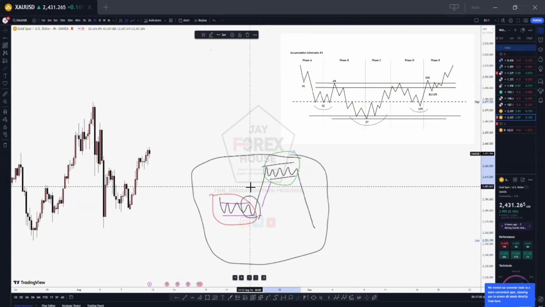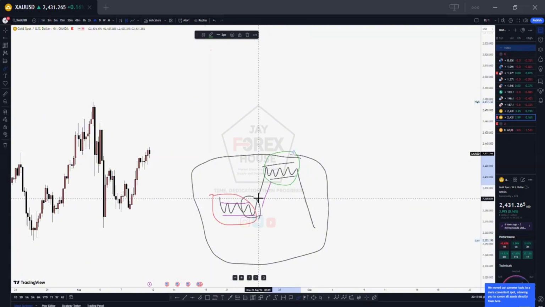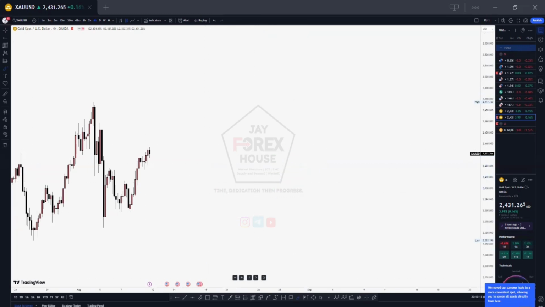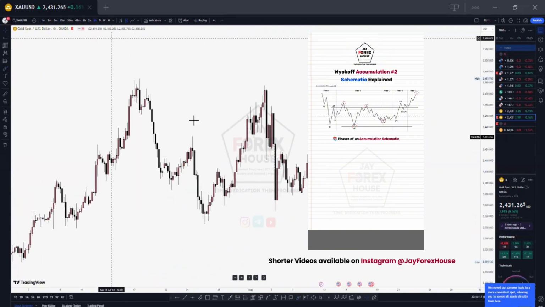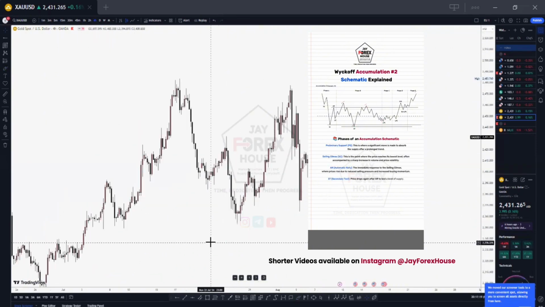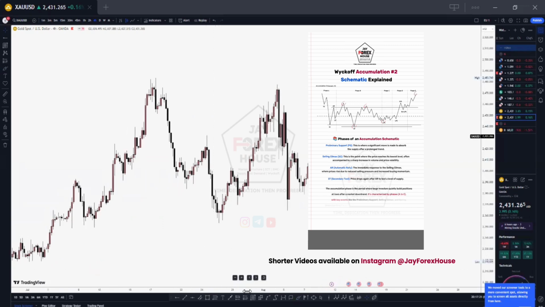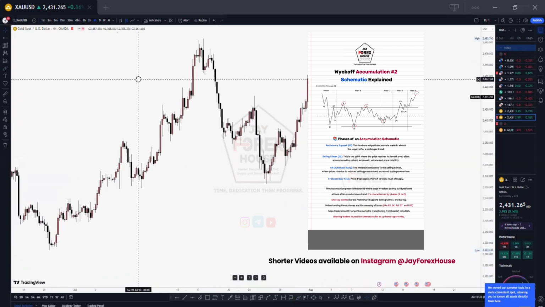So Wyckoff itself doesn't contradict price action, right? It's not any special tool that you can use and say because you use Wyckoff, you don't have to pay attention to what the price action is doing. For me, I use Wyckoff mainly to identify what's happening on the higher time frame, like the entire circle, like this.